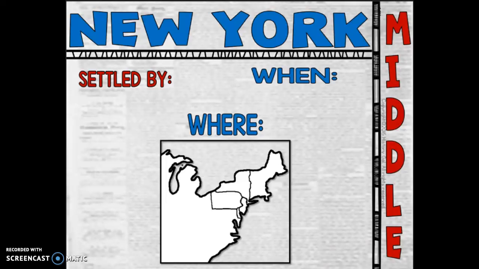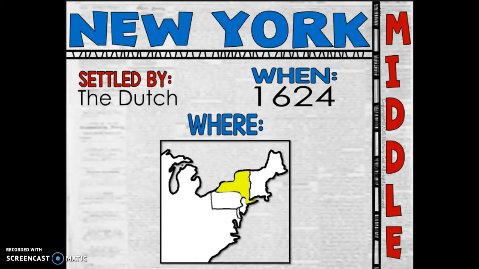I first want you to find New York, whatever side of the worksheet it's on, and we are going to go through and talk about New York first. Make sure you have a pencil. So New York was settled by the Dutch in 1624.